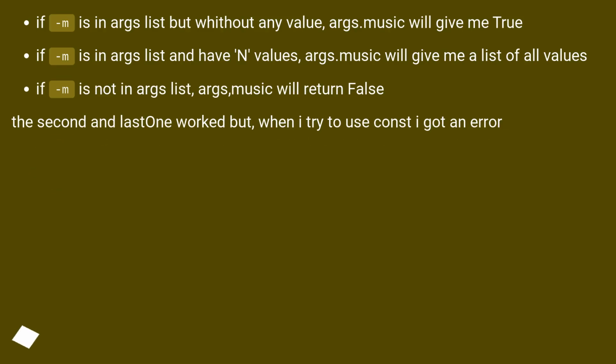if m is in args list but without any value, args.music will give me true. If m is in args list and has values, args.music will give me a list of all values. If m is not in args list, args.music will return false. The second and last one worked, but when I try to use const I got an error.